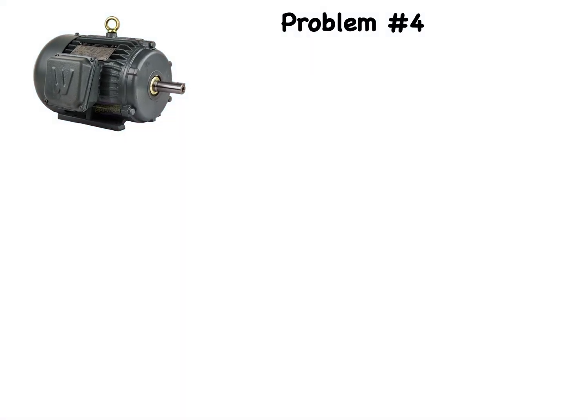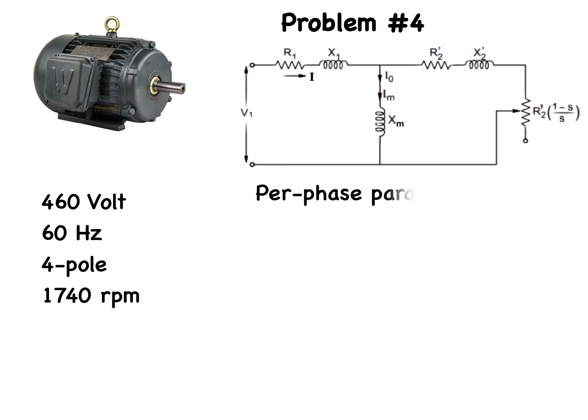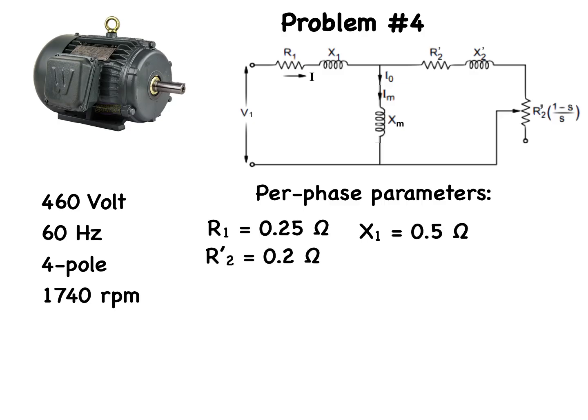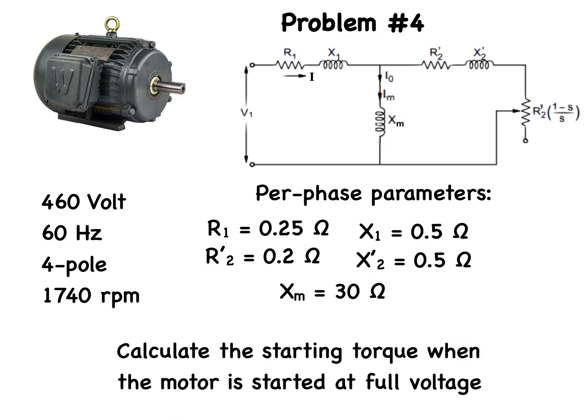Here we have a 460 volt, 60 hertz, 4-pole, 1740 RPM, 3-phase induction motor, whose equivalent circuit per phase parameters are as follows. R1, 0.25 ohms, X1, 0.5 ohms, R'2, 0.2 ohms, X'2, 0.5 ohms, and XM, 30 ohms. Our task will be to calculate the starting torque when the motor is started at full voltage.